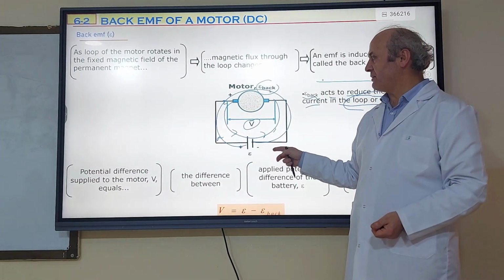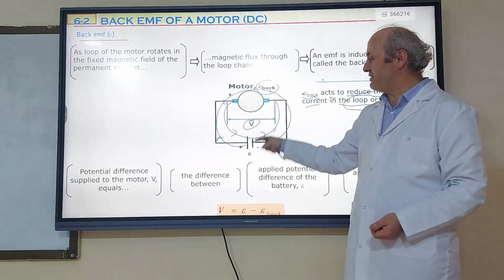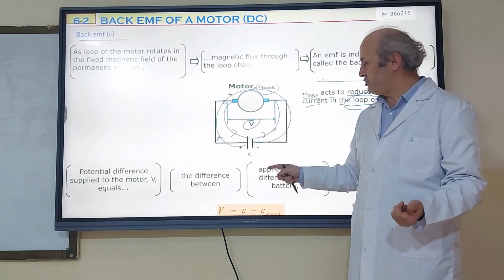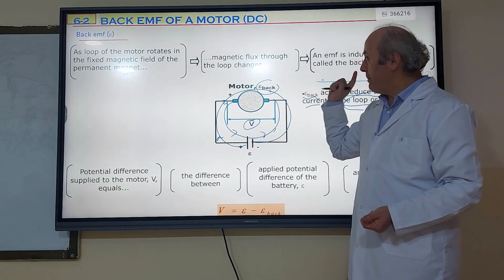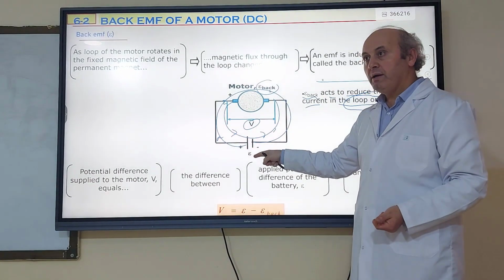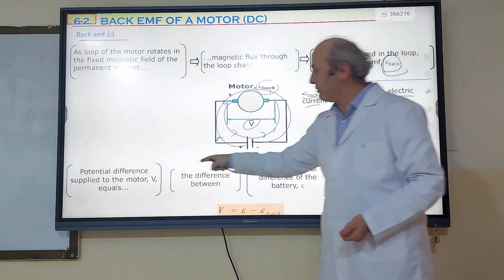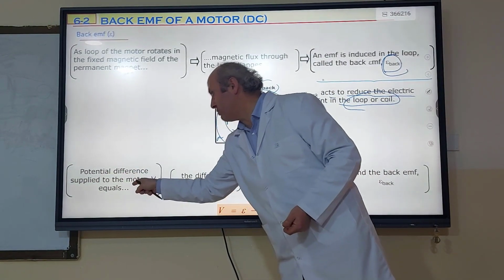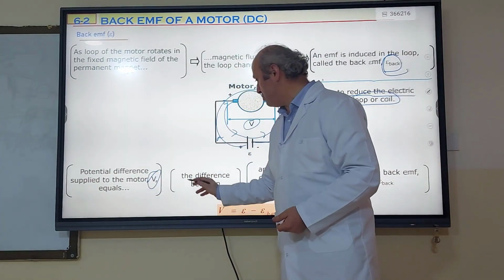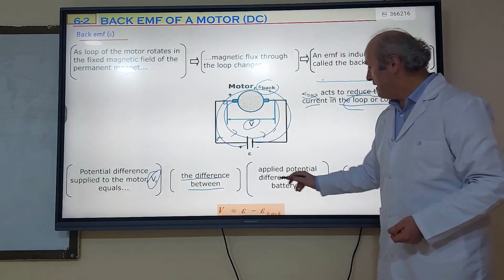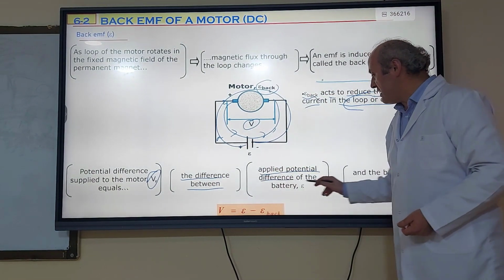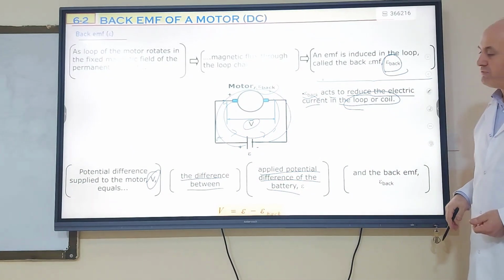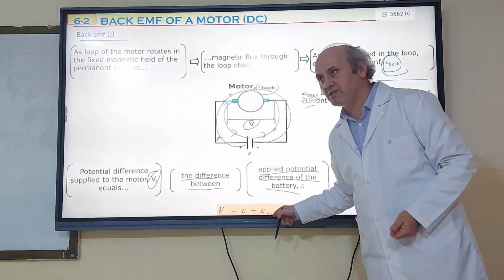Which one should be subtracted? Of course, E back must be subtracted, because E back is always less than E in real systems, real motors. So I am going to subtract the back EMF of the motor from the EMF of the battery to calculate the net EMF of the motor. The potential difference supplied to the motor, V, the net EMF, is equal to the applied EMF of the battery minus the back EMF of the motor. Yani V is equal to E minus E back.